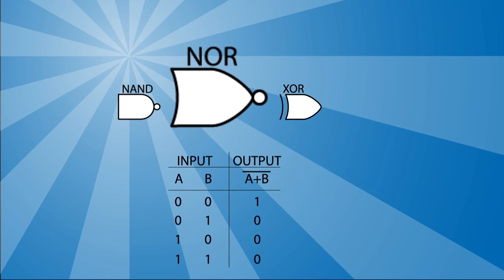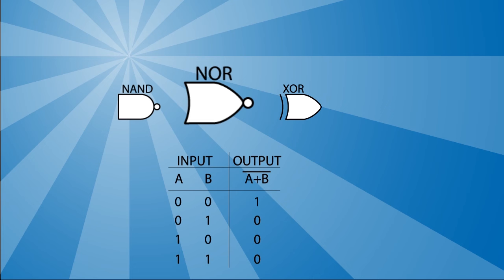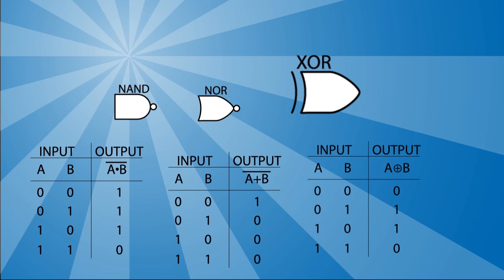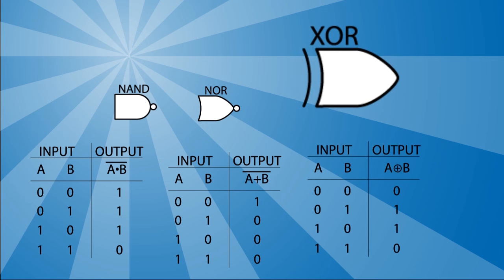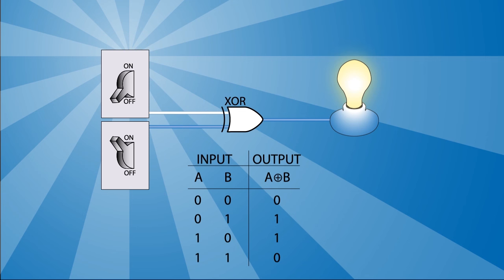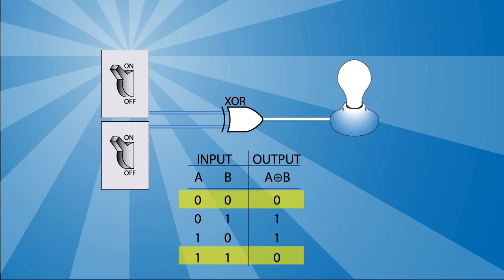The NOR is a NOT-OR combination. The NAND is a NOT AND combination. The XOR is often called mutually exclusive and will output 1 whenever the inputs are different, 0, 1 or 1, 0, and 0 whenever they are the same.